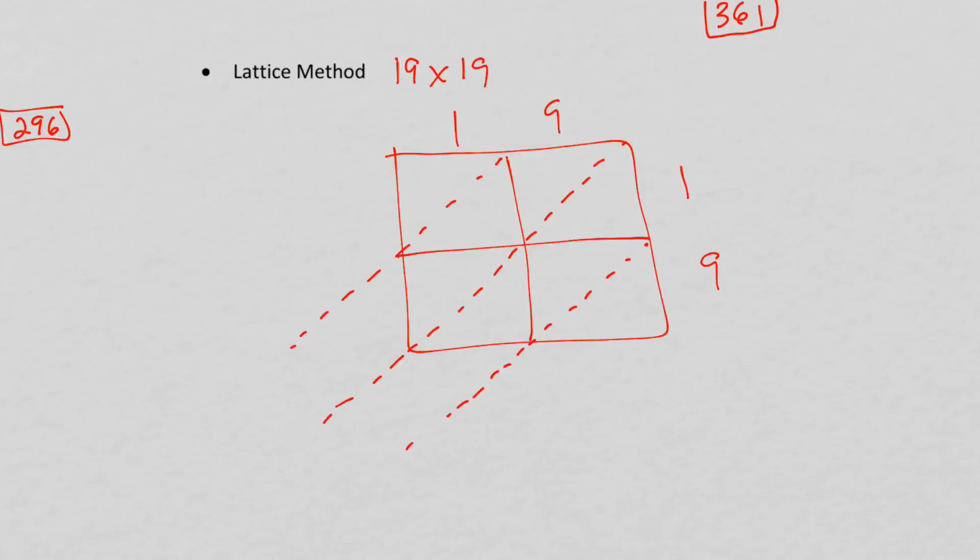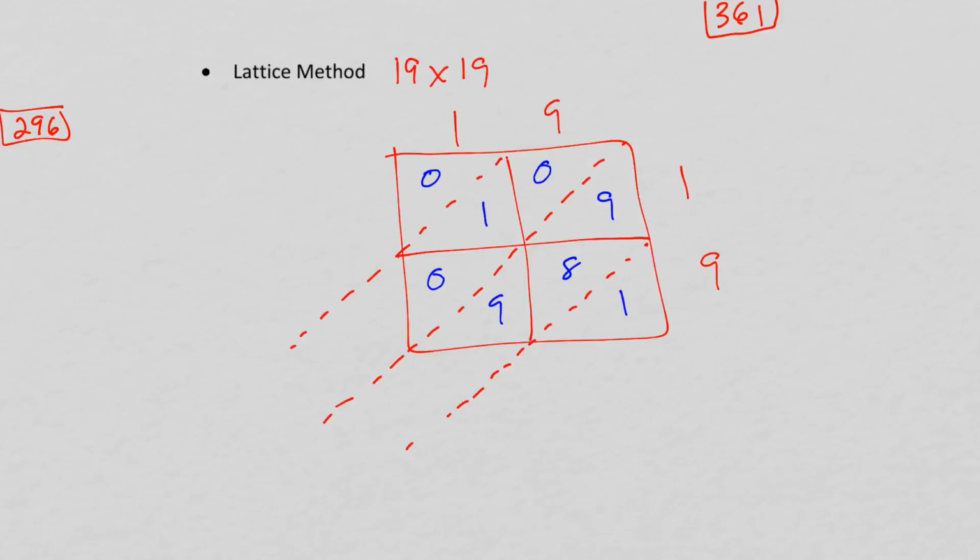And now we start multiplying. So 1 times 1 is 1, so we're going to put a 0, 1 here. 9 times 1 is 9, so we're going to put a 0, 9 here. 1 times 9 is 0, 9, and then 9 times 9 is 81. So 8 and 1.